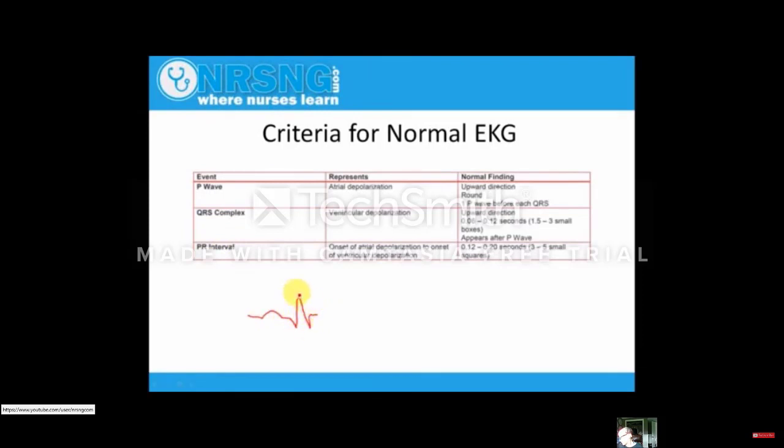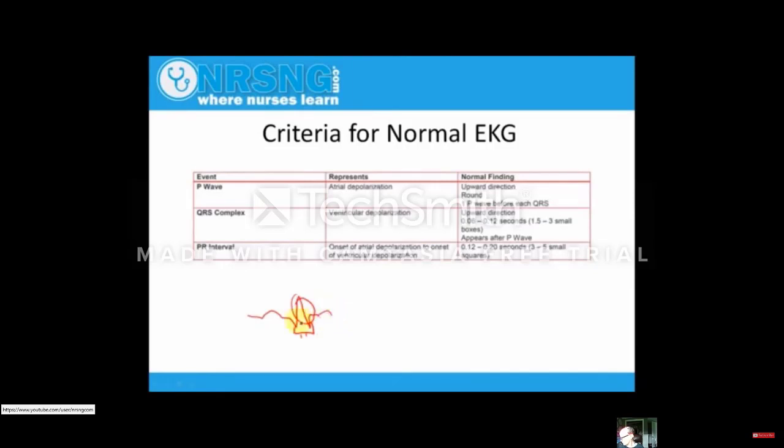It should be upward. This QRS complex is this space right here. It should be between 0.06 to 0.12 seconds, and on our actual rhythm strip, that's going to look like 1.5 to 3 small boxes. It should appear just after your P wave. So you should have P wave, QRS, and then of course your T wave, which is going to represent ventricular repolarization.